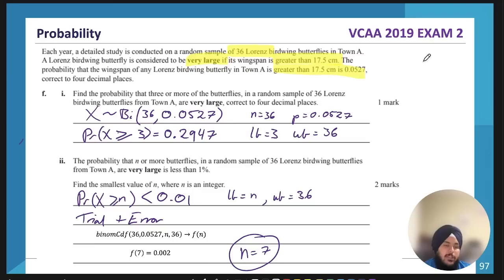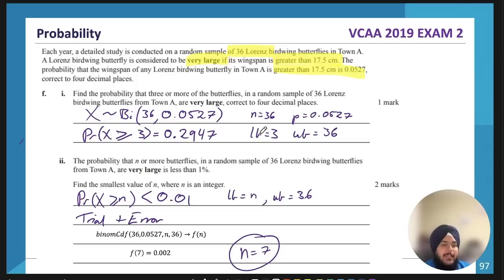So therefore, the number of trials is 36. What's the probability of success? Well, it's 0.0527, as given in the question. Next, we're trying to determine the probability that it's greater than or equal to 3. So we just do greater than or equal to 3 on a calculator, and we should get 0.2947, with the lower bound being 3 and the upper bound being 36 for binomial CDF.